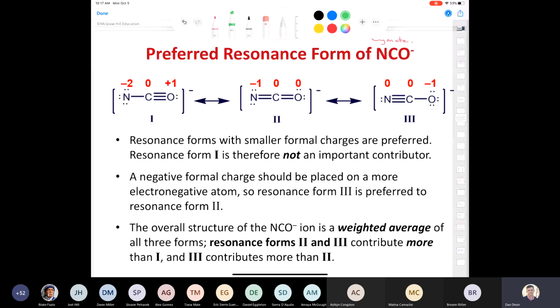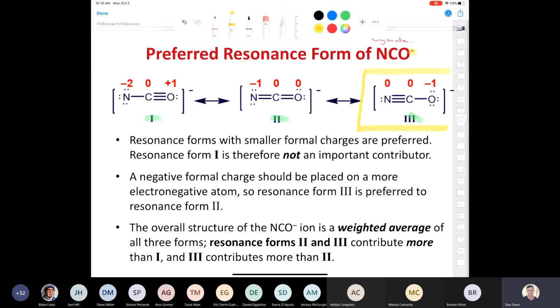We'd come up with 1, 2, and 3, and then we would go about assigning the formal charges. Keep in mind that the cyanate has a -1 charge overall, and if you evaluate these 3 resonance structures, one of them is going to be preferable to the other 2. And in fact, that is this one here. This is going to be the preferred resonance form.